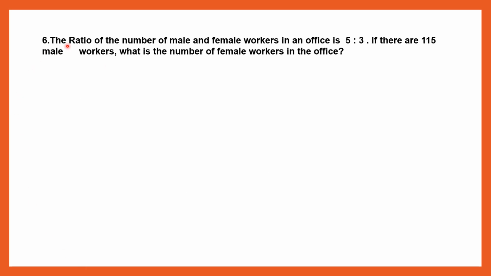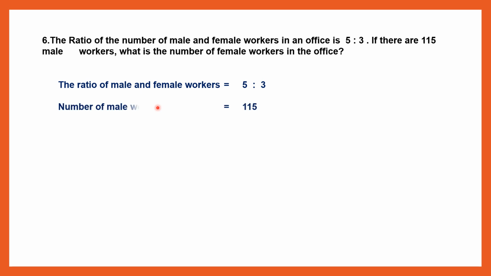Question 6. The ratio of the number of male and female workers in an office is 5:3. If there are 115 male workers, what is the number of female workers in the office? So let's write what's given to us first. The ratio of male and female workers is given to us as 5:3. Number of male workers is also given to us as 115. Now we have to find the number of female workers. So let's consider the number of female workers to be x. Now let's put all this in the form of a proportion.